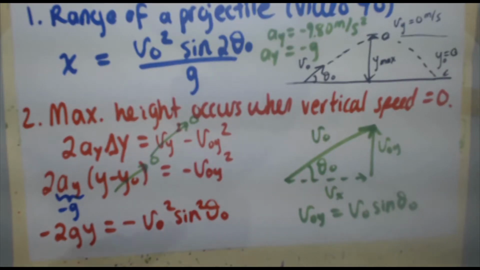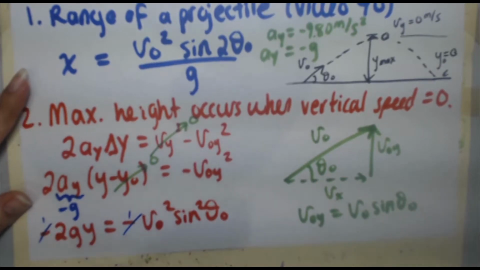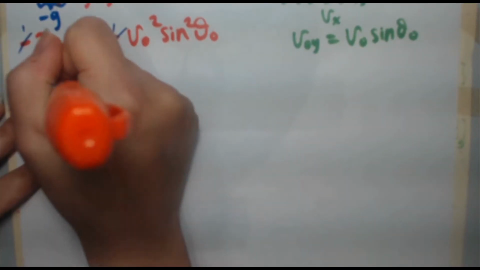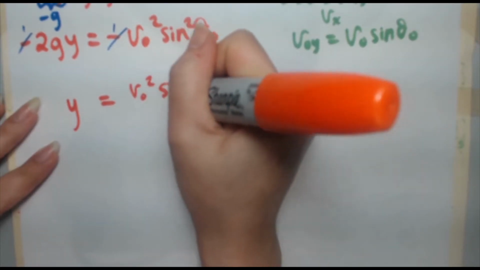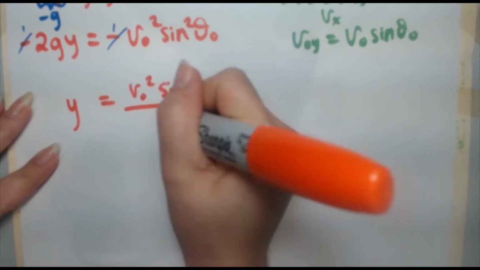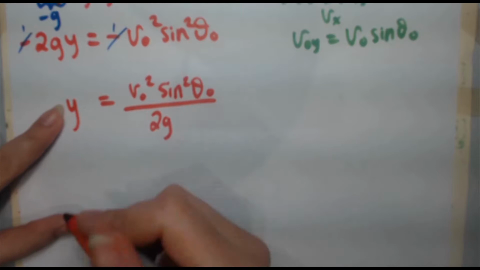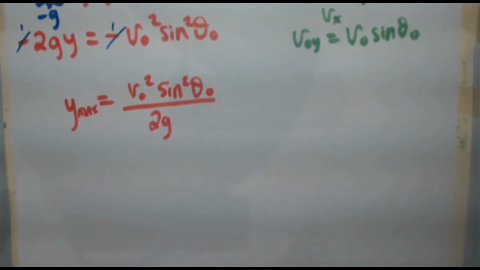Now, before we actually move on, a couple of simplifications. First and foremost, the negatives cancel, so that's convenient. Okay, let's reorganize this expression for y. So, moving up here, if you divide both sides by 2g, you get the expression V naught squared sine squared theta naught over 2g. Because this is the maximum height, I'm going to give it that subscript, since for this problem we know that's the max.